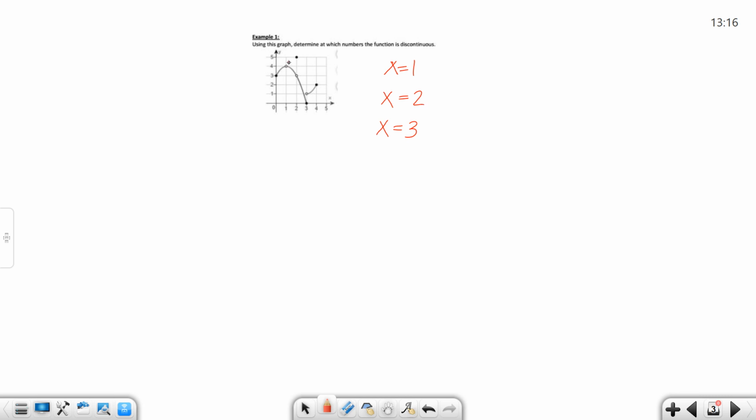Here is when x is 1, right here. What I notice about that one is it's an open circle. There is no closed point when x equals 1. So the reason that it is not continuous at 1 is that f of 1 is not defined. So that means it violates condition number 1. Okay, so let's move on along to 2.